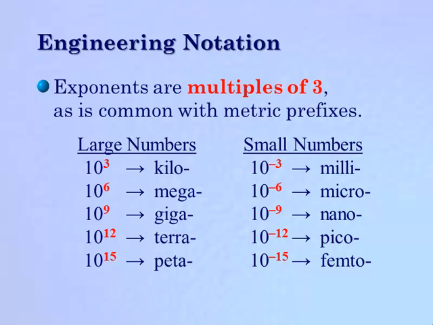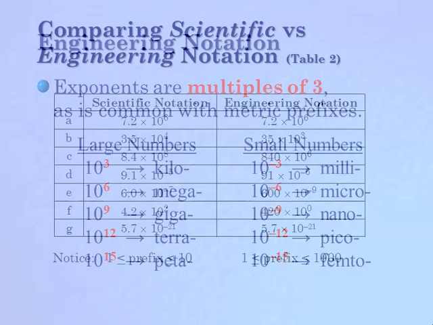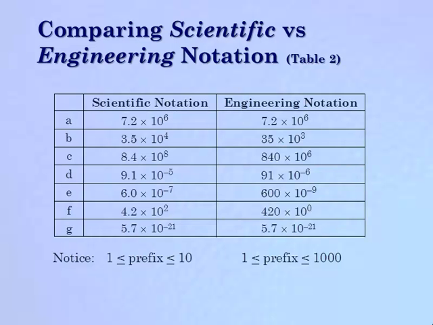And similarly, for small numbers, we have 10 to the minus 3, minus 6, or minus 9, and so forth. And those also correspond to metric prefixes that you've seen for the small numbers, as in millimeters, micrometers, nanometers, picometers, and so on. Comparing scientific notation and engineering notation as shown in Table 2 in your text, you'll notice that sometimes you'll need to convert from scientific notation to engineering notation.